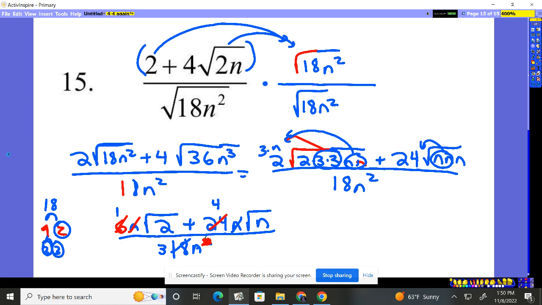So now we clean all this up. And boy, it's a lot to clean up. 1 root 2, so it's just a root 2 plus 4 root n all over a 3n. That took a lot of work. Not easy, especially, but again, we just have to be real careful when we're breaking things down. Make sure we don't combine things if they can't be combined, and we'll be in fine shape.